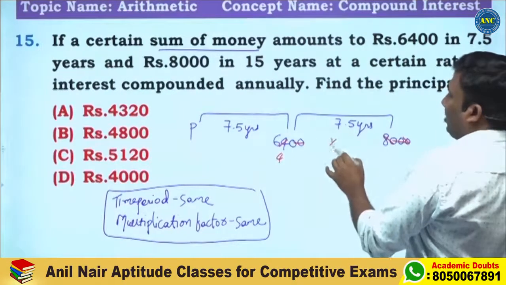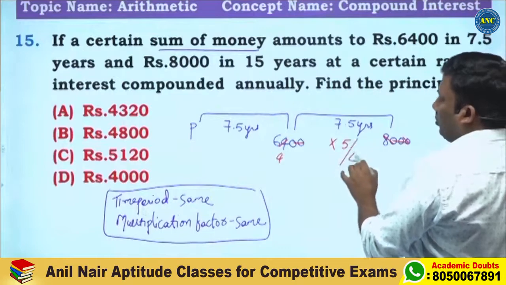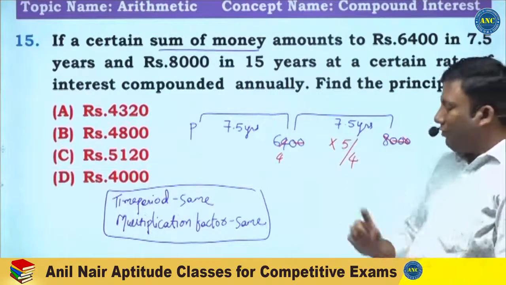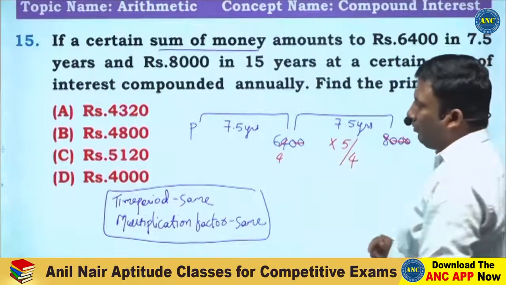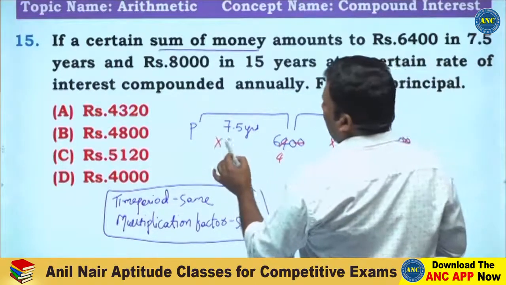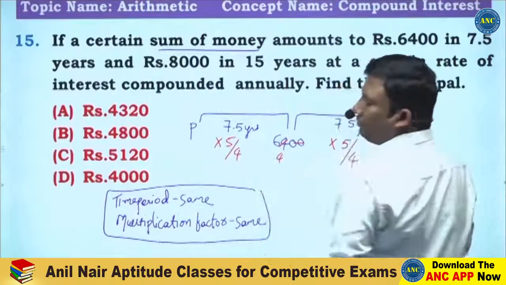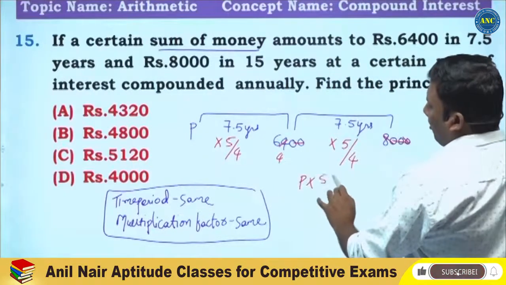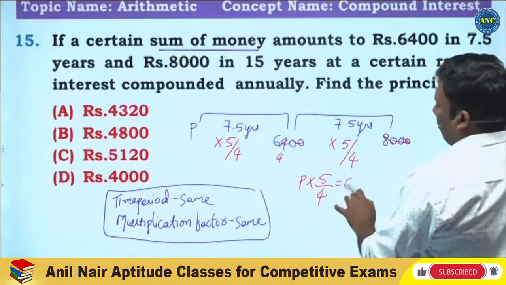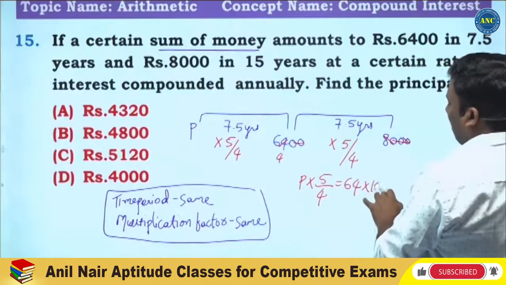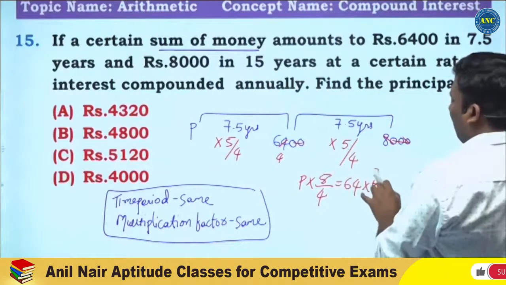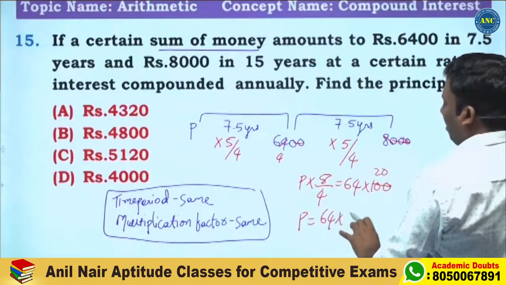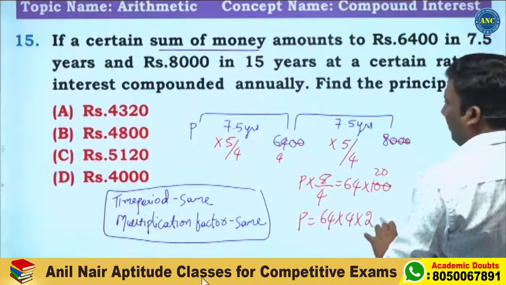So the multiplication factor is into 5 by 4. If it is into 5 by 4 here, here also it will be into 5 by 4. So P into 5 by 4 is equivalent to 64 into 100. 5 ones are 5, 20s are. So P is 64 into 4 into 20.